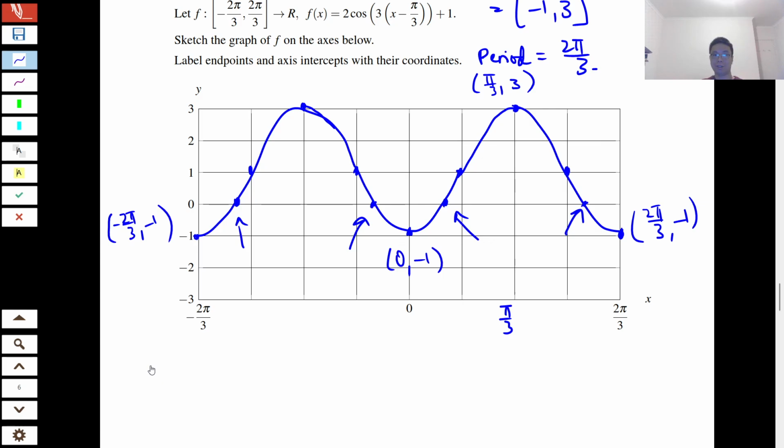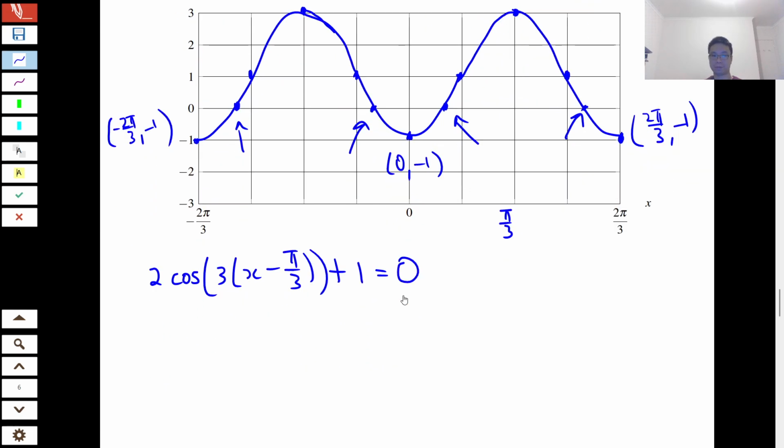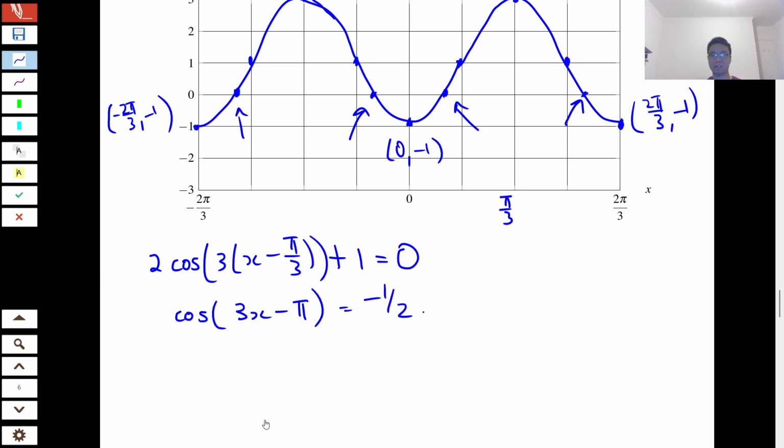So let's go ahead and do that. So our equation is 2 cosine of 3 brackets x minus pi on 3 plus 1, and for an x-intercept, we'll set y equals 0. So cosine of 3x minus pi equals -1/2. Now, I'll just do it. So 3x minus pi, well, the inverse cosine of +1/2 is pi on 3.